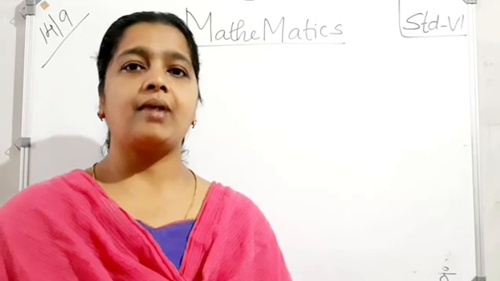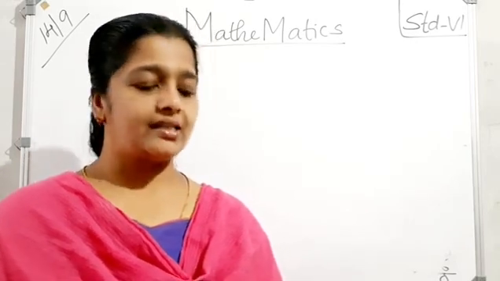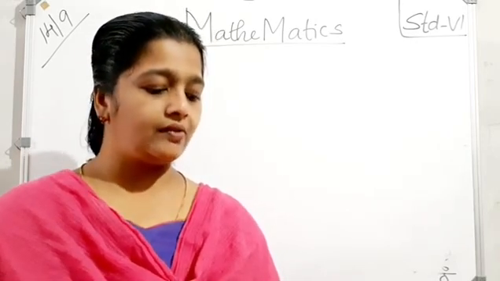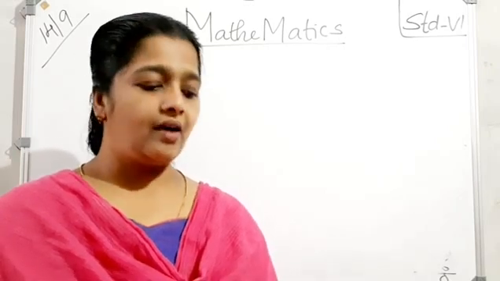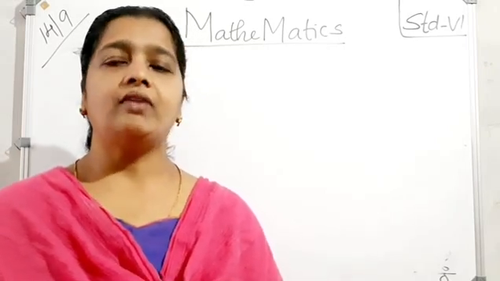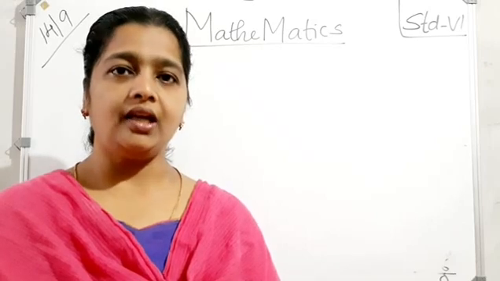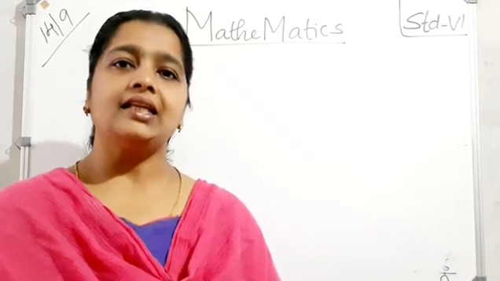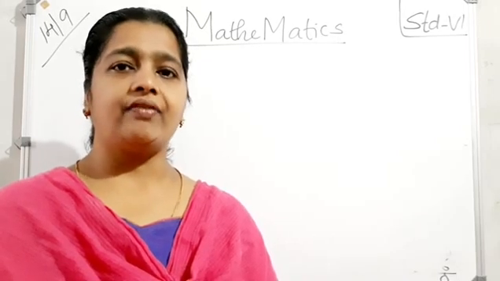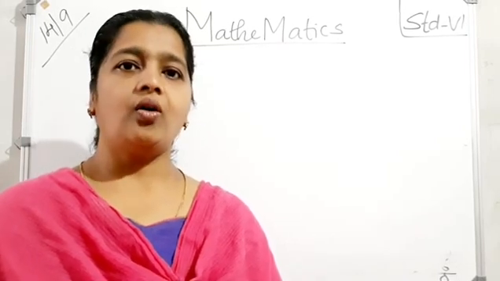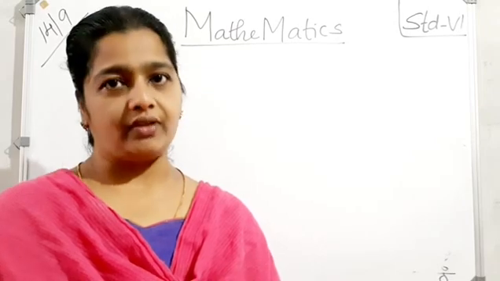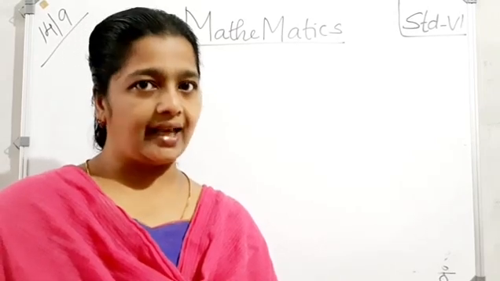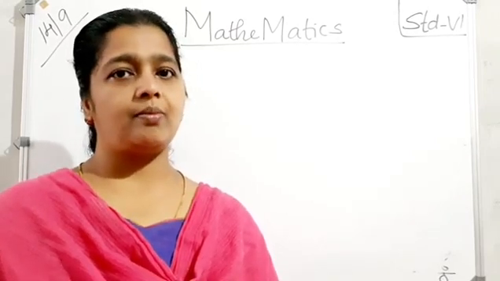Then divisibility by 11. So which rule do we use in divisibility by 11? We want to find the difference between the sum of the digits at odd places and the sum of the digits at even places. If the difference is 0 or 11 or multiples of 11, then we can say that the whole number is divisible by 11.